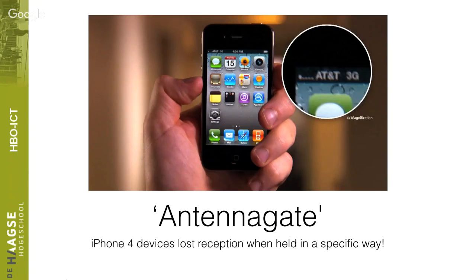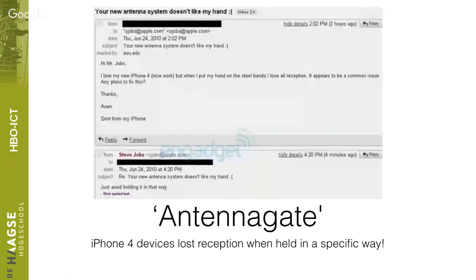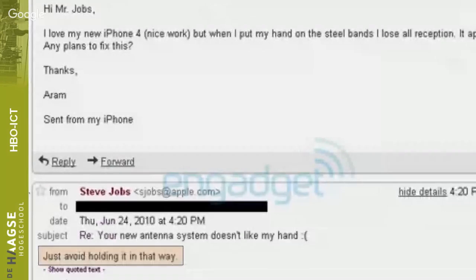Yeah, you also had one? Yeah. And people started complaining. And then, very famously, Steve Jobs himself replied to one of the people who complained about this problem. And Steve Jobs says, just avoid holding it that way. Why are you holding your phone that way? That's the problem. The problem is the way you're holding it, not the phone, of course.